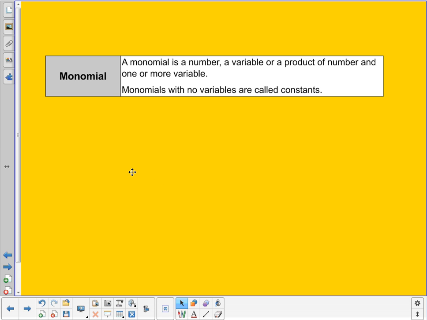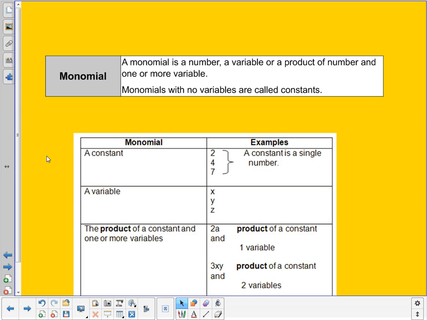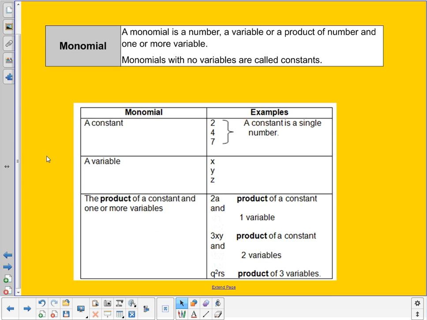Let's just look at some examples. A constant, which we've seen before, would be something like 2 or 4 or 7. A variable, we know what variables are. They're letters: X, Y, Z, A, B, M, N. The product of a constant and one or more variables looks like 2A. Now, it's deceiving because that looks like two different things, but it's actually only one. This is one term, one monomial.